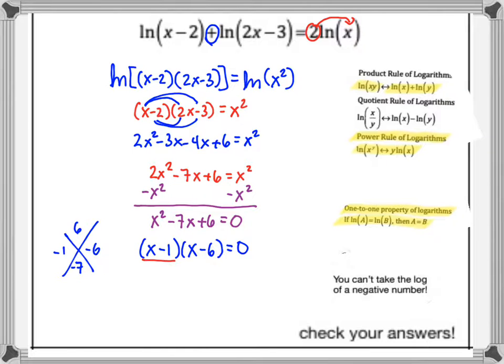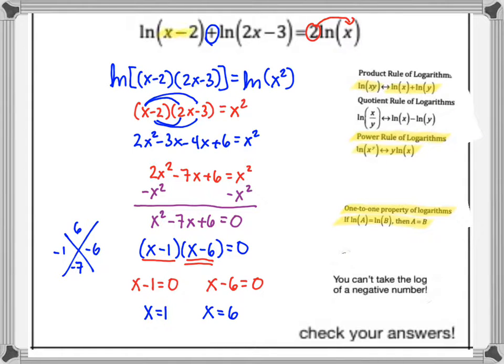And we learned earlier on in the year that we could set each one of those factors equal to 0, using the zero product property, and solve from there. So I got x equals 1 and x equals 6. Okay, so now here's where you need to please pay very close attention. These are both positive numbers. These are both positive solutions.